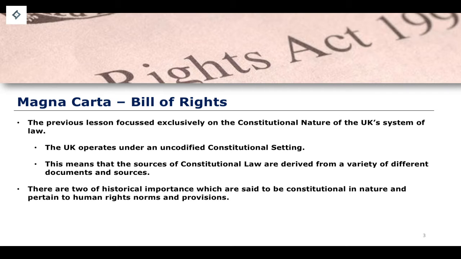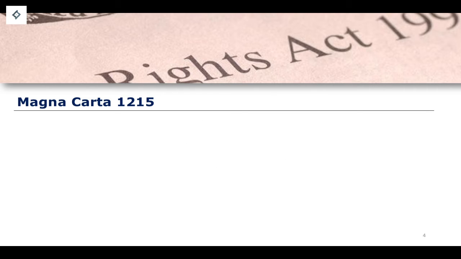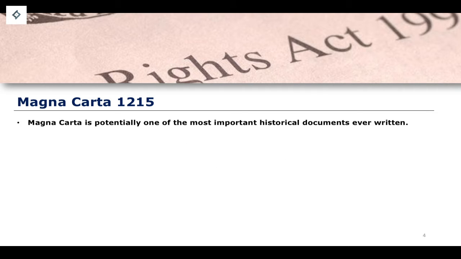Now, it's a little bit misleading to suggest that these relate to human rights, because when we think about human rights, we tend to think about a certain collection of characteristics which every single human being has access to, essentially. So things like the right to life, the right to education, the freedom of religion. That's not what the Bill of Rights did. That's not what Magna Carta did. They were a little bit different, and we'll explain why in this lesson.